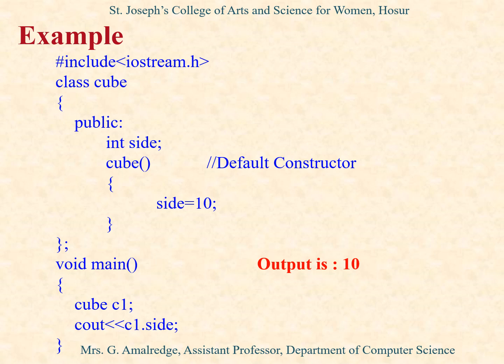So the control moves to the cube constructor. In that constructor, we initialize the value of variable side equal to 10. So the variable value is assigned as 10, and using cout statement we are going to print the value of side with the help of C1. So we are getting the output as 10.